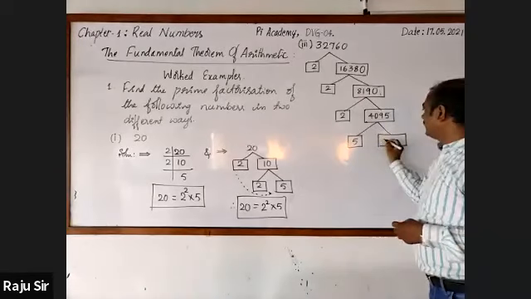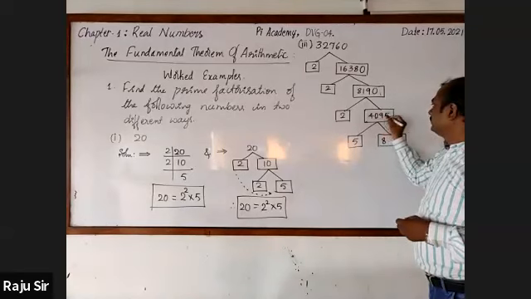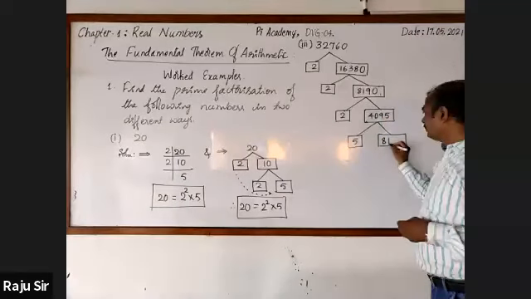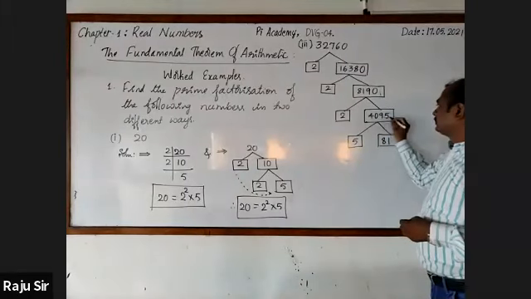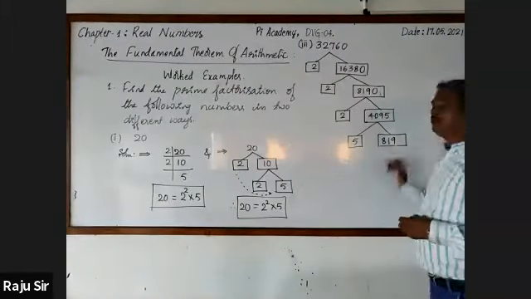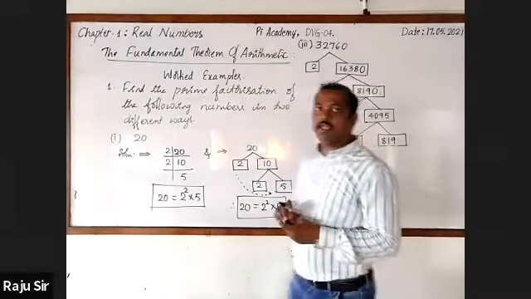Yes, 5 8s are 40. 9 is there. 5 1s are 5. 4 will remain, 45. 5 9s are 45. Observe this number, 819.